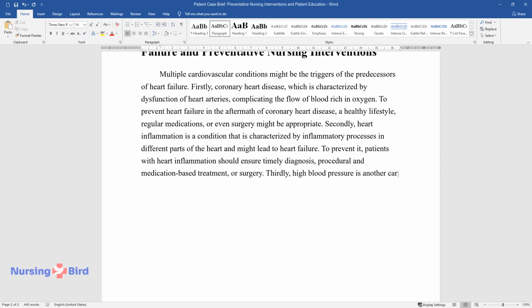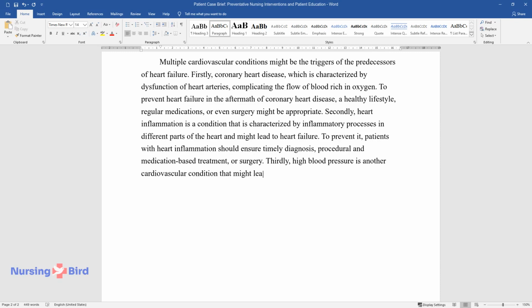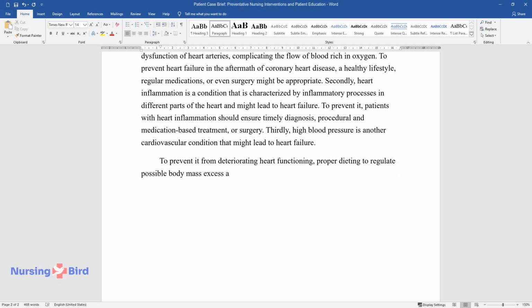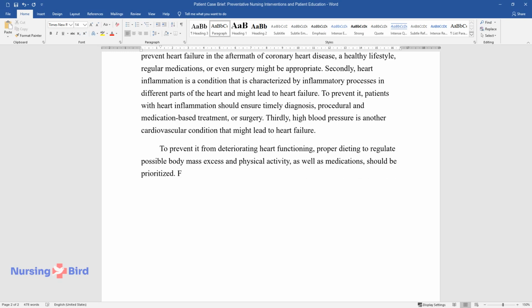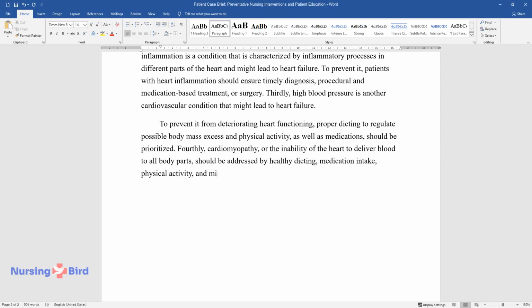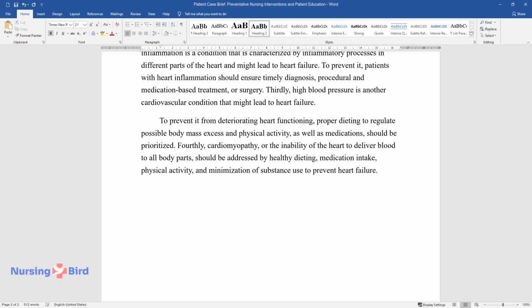Thirdly, high blood pressure is another cardiovascular condition that might lead to heart failure. To prevent it from deteriorating heart functioning, proper dieting to regulate possible body mass excess and physical activity, as well as medications, should be prioritized. Fourthly, cardiomyopathy, or the inability of the heart to deliver blood to all body parts, should be addressed by healthy dieting, medication intake, physical activity, and minimization of substance use to prevent heart failure.